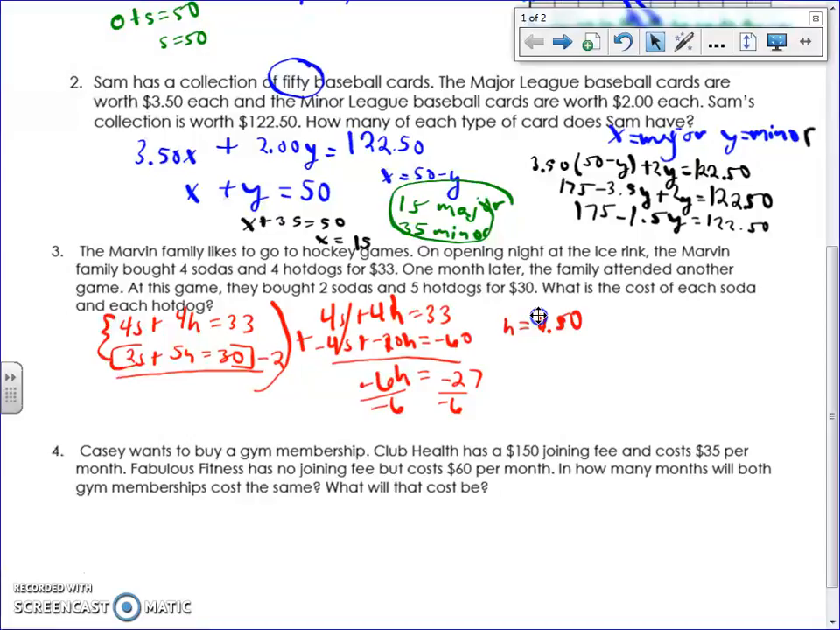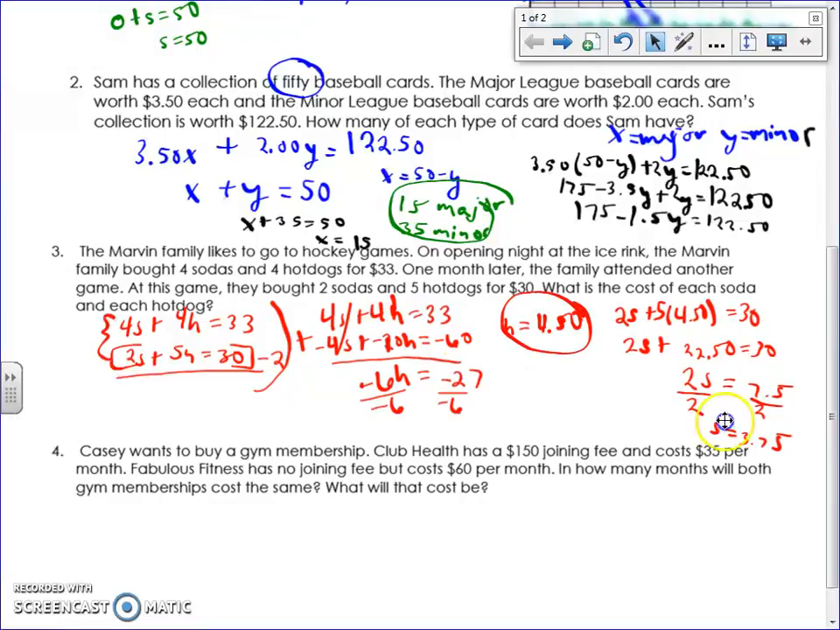Okay, and then to find the price of a soda, I'm going to plug $4.50 in for h. So I have 2s plus 5 times $4.50 equals 30. 2s plus $22.50 equals 30. Subtract 22.50 from both sides, and you get 2s equals 7.5. Divide both sides by 2, and I get s equals 3.75. So hot dogs cost $4.50 and sodas cost $3.75.